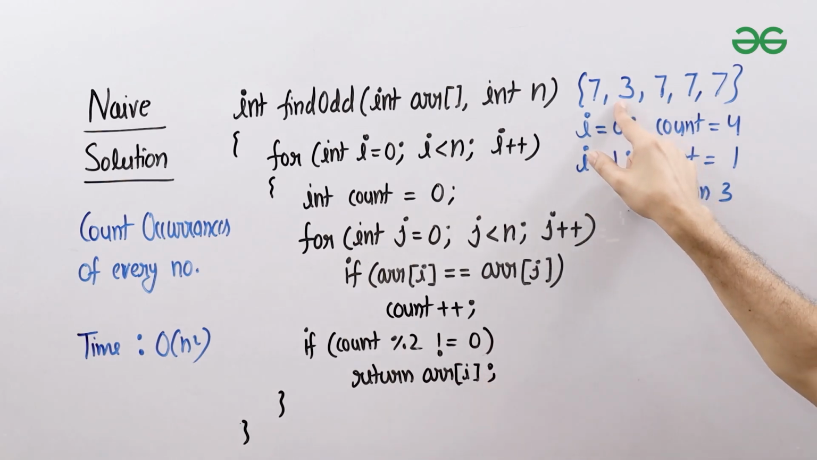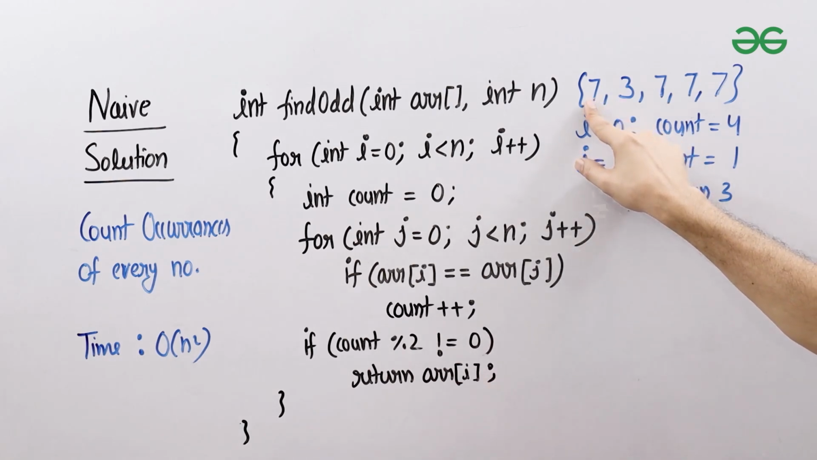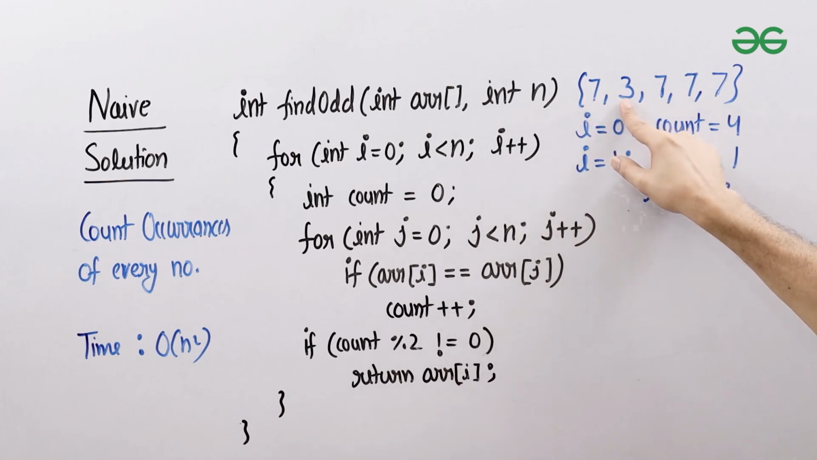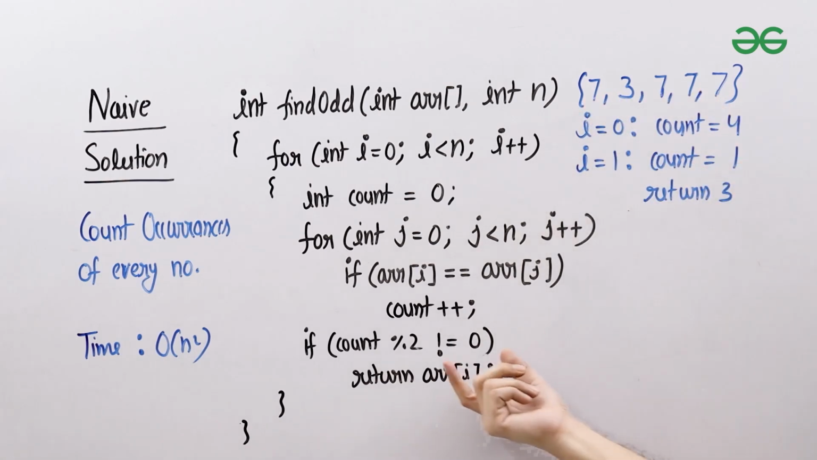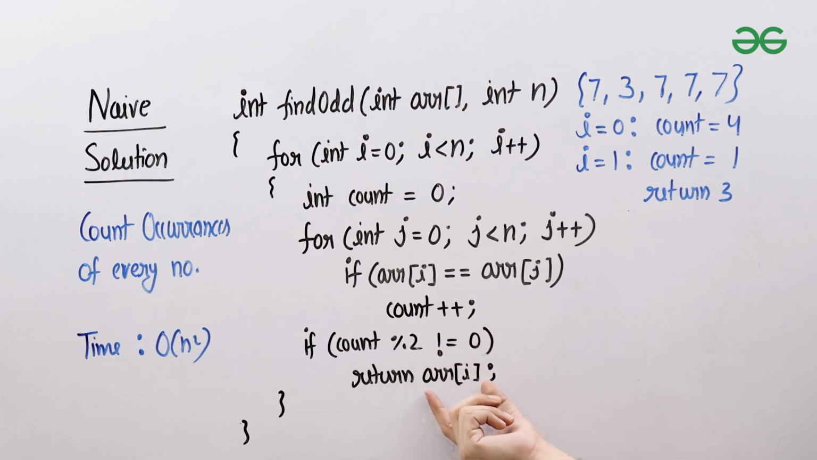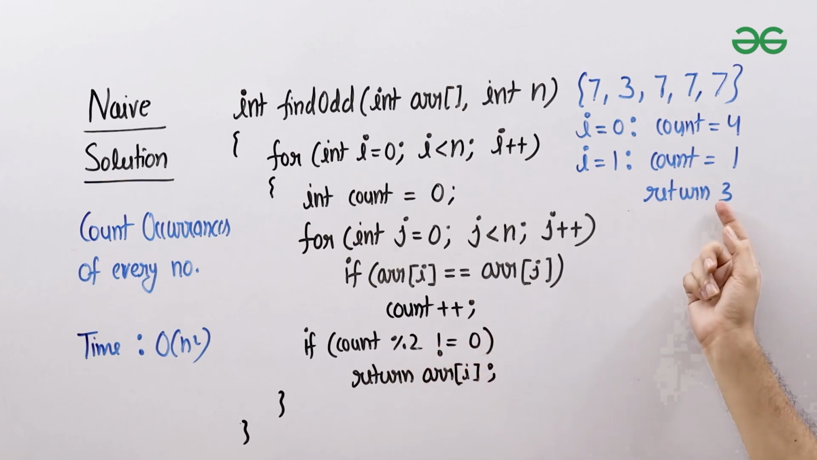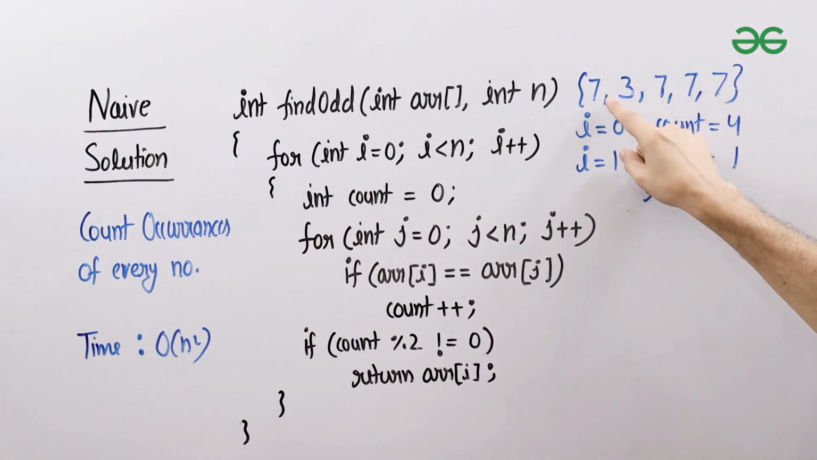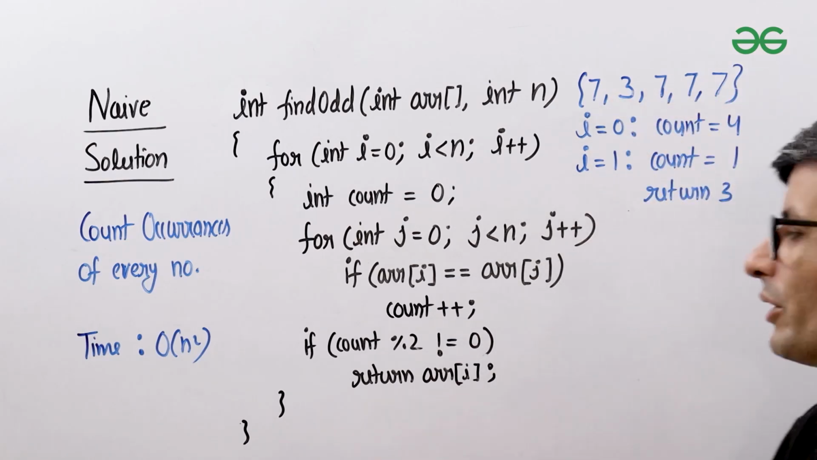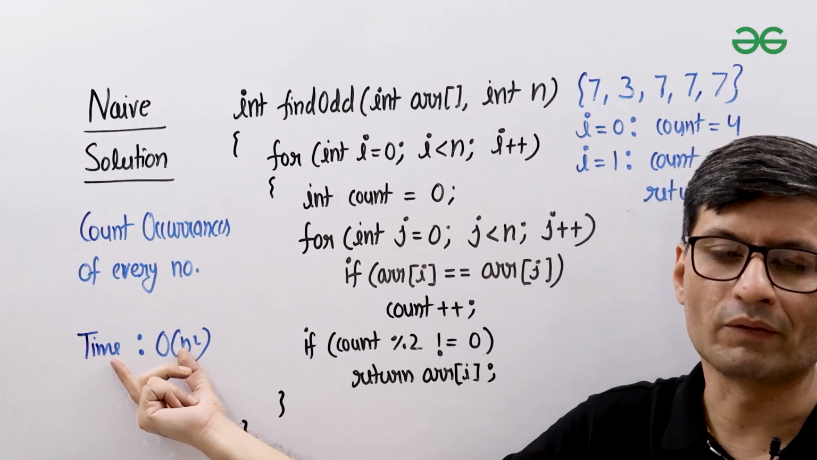Now when we come to i equal to 3, we begin from here, count remains 0, becomes 1, remains 1, remains 1, remains 1. So count is 1, and we come inside this if condition and we return this number, right? And this number is 3. Suppose this 3 was at the end. In that case, we would have run this loop till the end, right? And that's why the worst case time complexity of the solution becomes big O of n square.